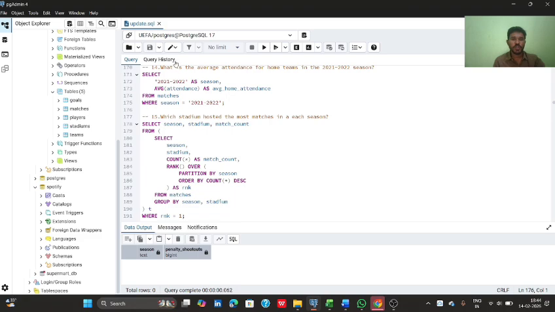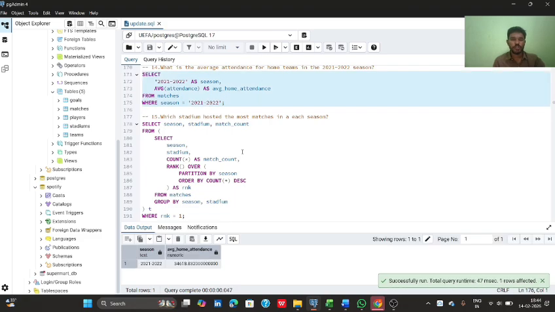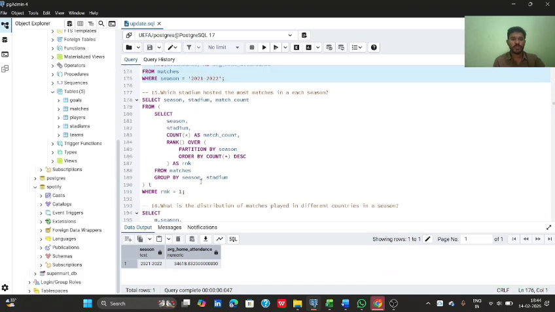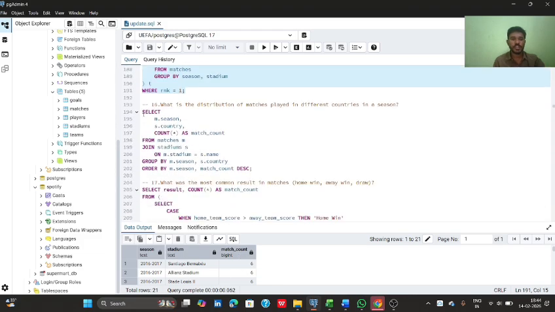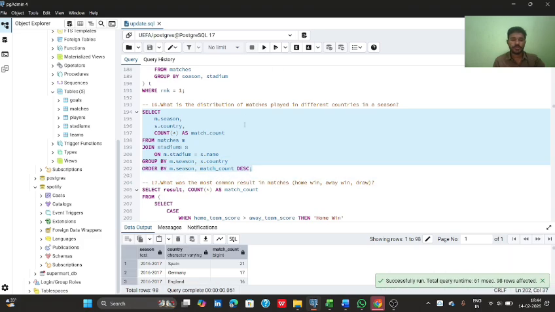And next one is what is the average attendance of home teams in the 2021 to 2022 season. It is the average home attendance in 2021 to 2022. And next one is which stadium hosted the most matches in each season. Stadium Santiago Bernabeu, Allianz Stadium, Stade Louis, and it is showing match count 6, 16 to 17, season wise.